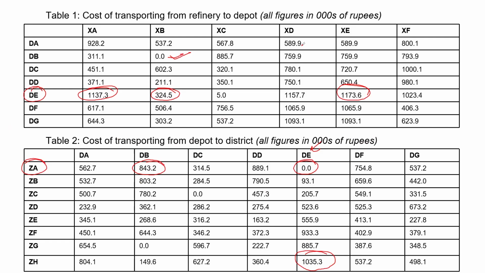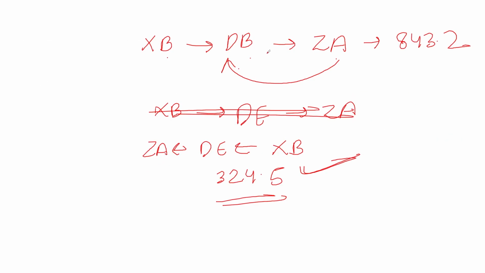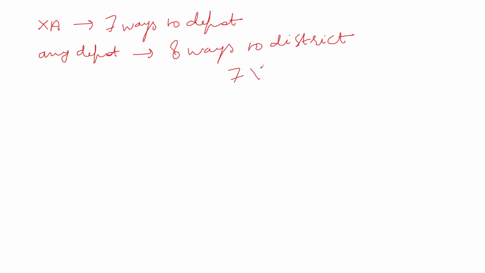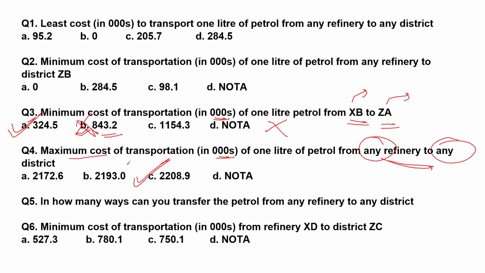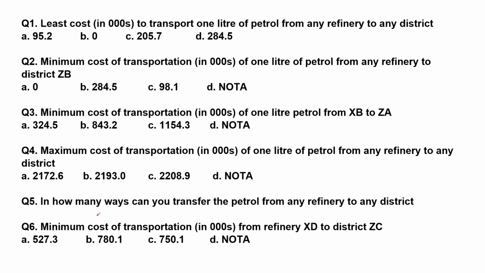Right? So how many total ways? 7 into 8. Simple permutation, that is 56 ways. So you have 56 ways to transfer the petrol from any refinery to any district. Because from any refinery in 7 ways, and then from any depot to any district in 8 ways. So total is 7 into 8, that is 56 ways you can transfer the petrol from any refinery to any district. Okay, so now moving to the last question.